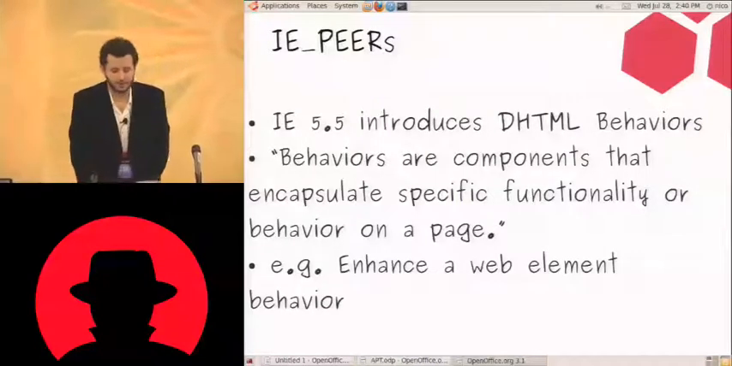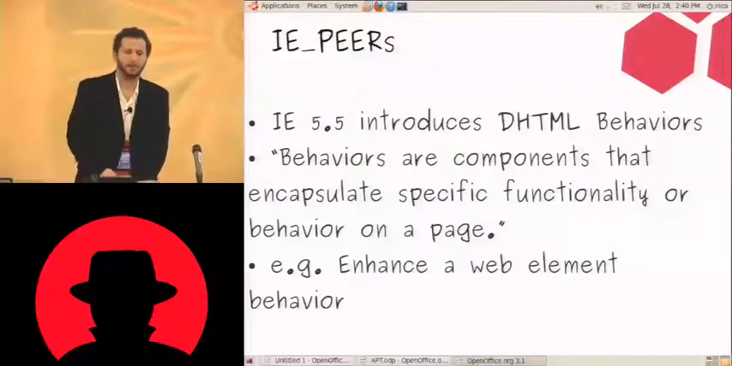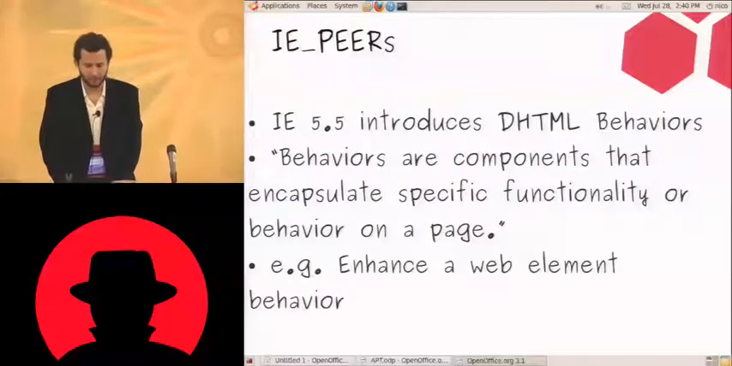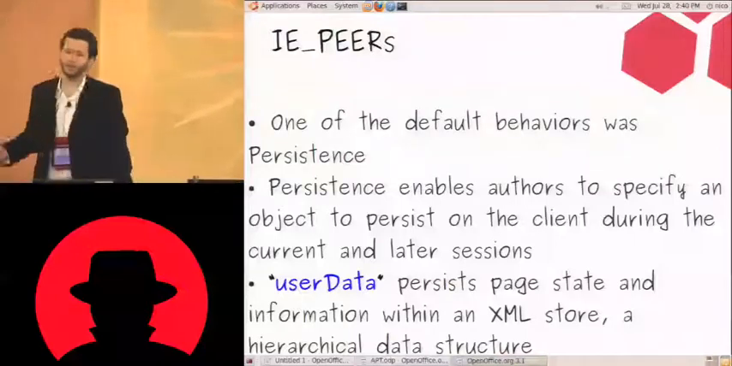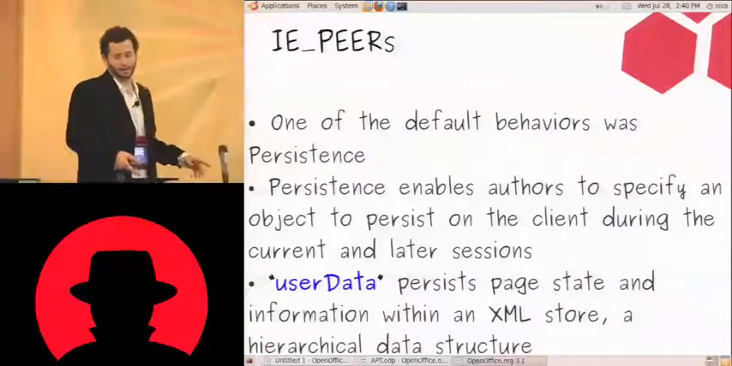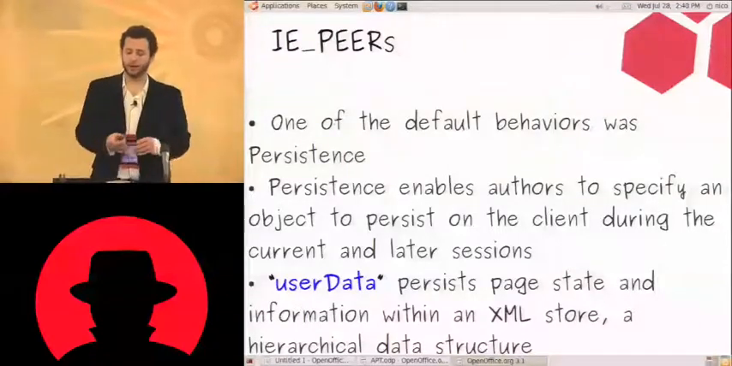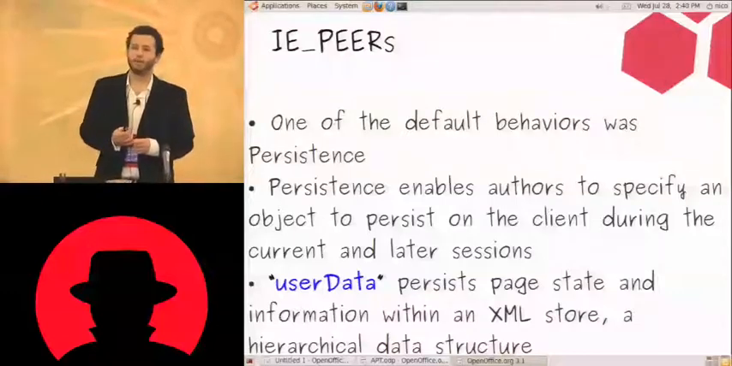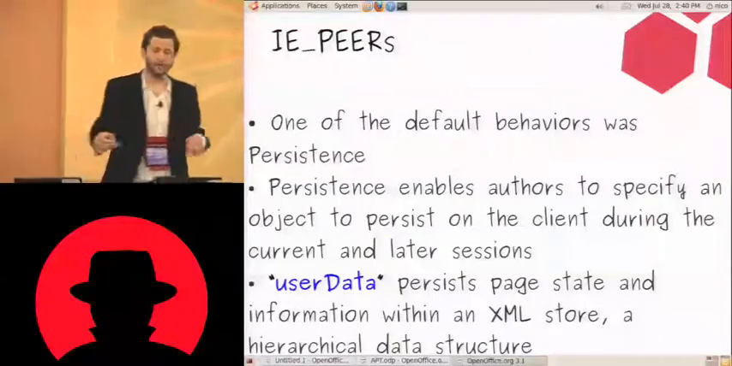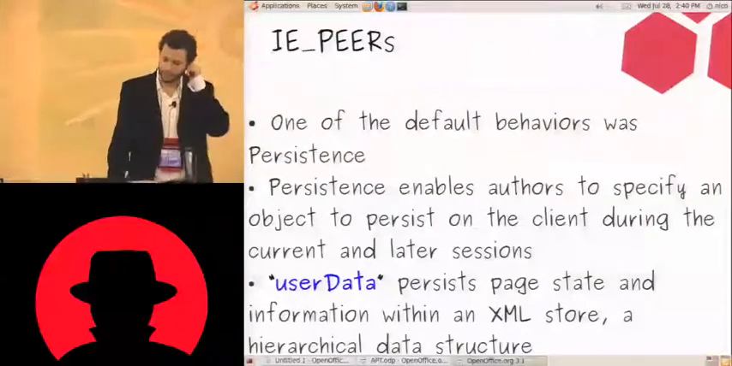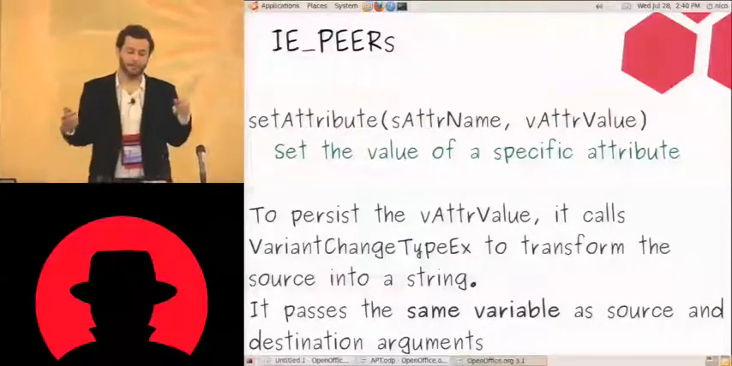Behaviors are basically components that allow you to encapsulate specific functionalities on different page elements. Among the many things that you can do with behaviors, one of them is persistence. You can persist elements through behaviors. And one of them was the user data behavior, which basically allows you to persist the state of a page by using an XML store. Apparently nobody was using those things. But the bug was there.